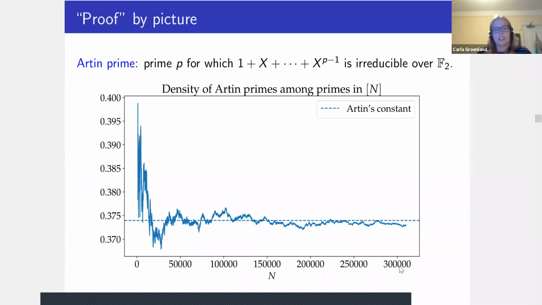And just to give a one picture proof of Artin's conjecture, what I've plotted here is the density of the Artin primes among the primes for the first few numbers. So we see here is the conjectured density from Artin, and it seems to be going pretty well.